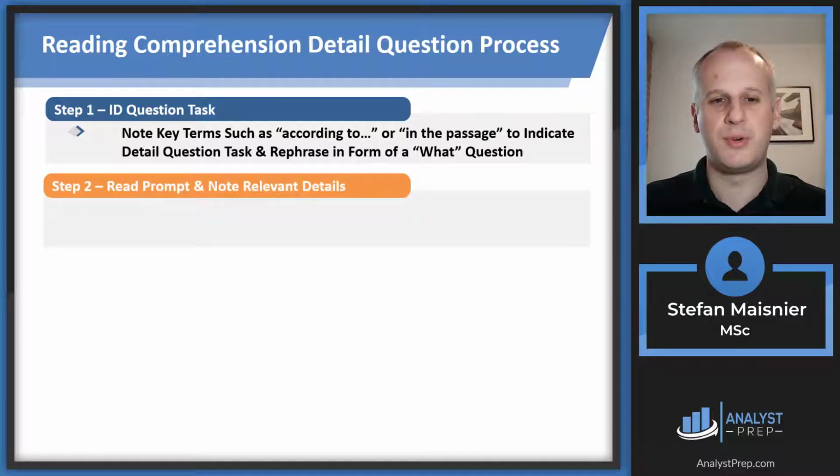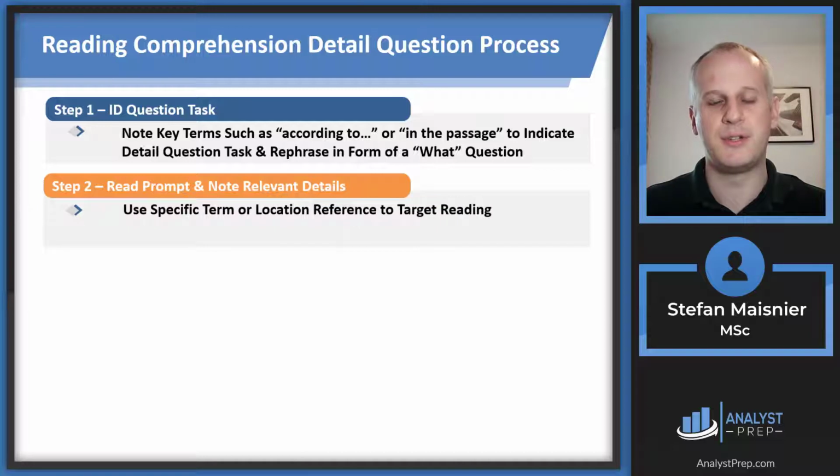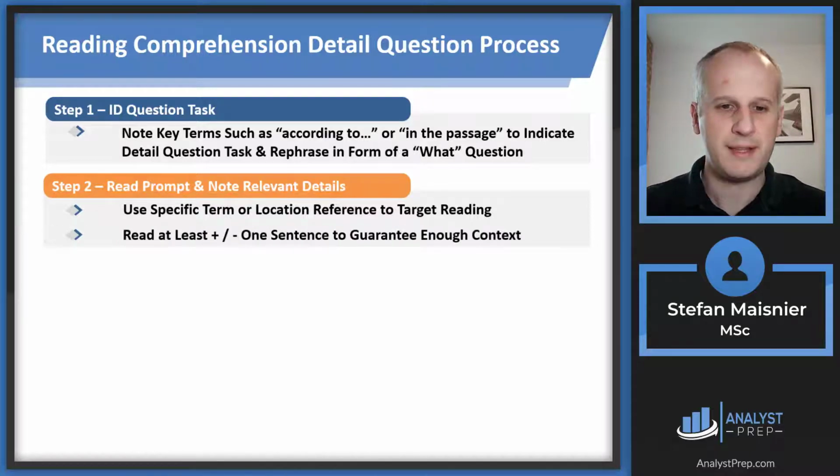Secondly, you're going to want to read the prompt and note your relevant details. So you're going to use your specific term or location reference provided by the question, or potentially a highlight in the passage itself. The GMAT does potentially highlight a relevant term or phrase, so you just go to where they're pointing you to go. Then you have to read at least a sentence above and a sentence below the term or location reference to guarantee enough context.